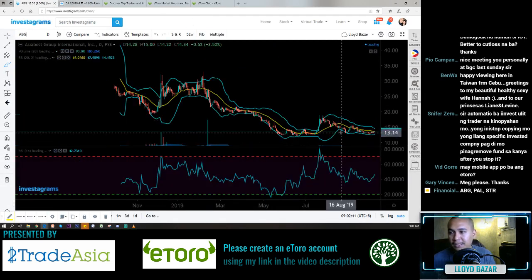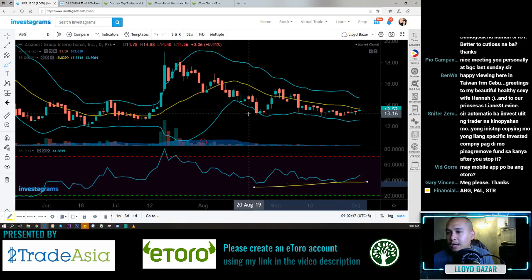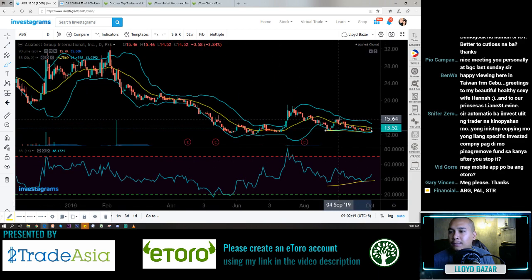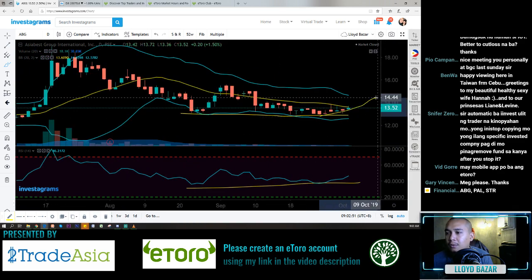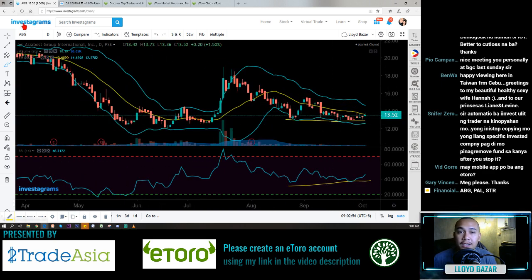ABG is showing us good signs. Pataas naman po ang RSI niya, so far so good. Even if sideways na po impression niya, but price action is starting to go up already. So this is a good sign for ABG. Right? So ABG, number 1 of my picks for today.